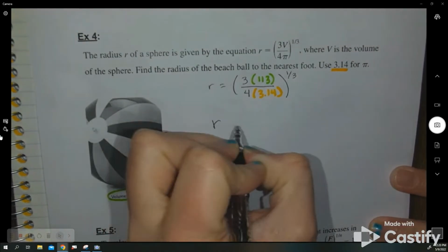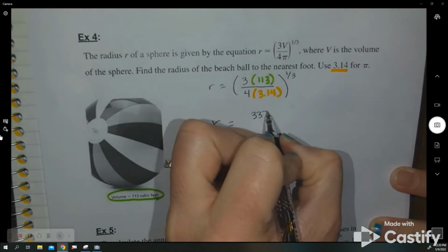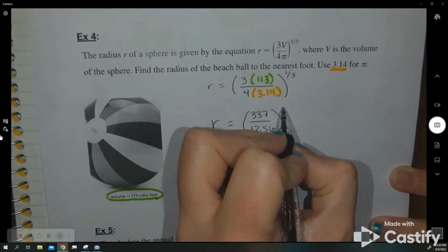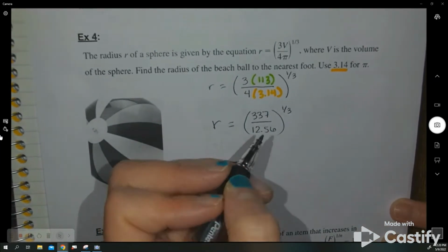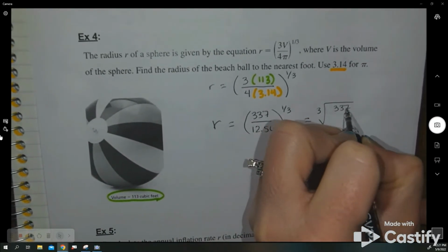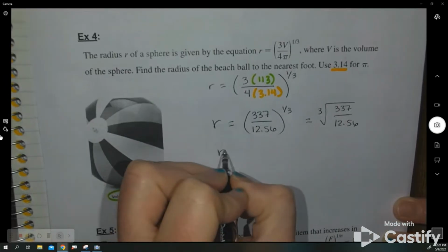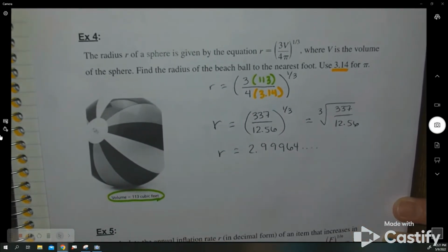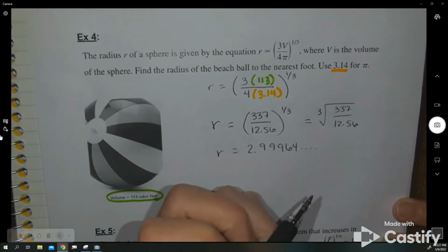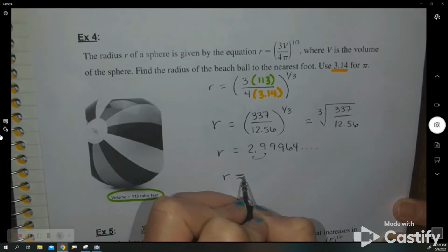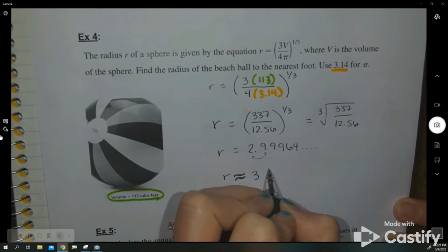When I simplify, I have 3 times 113 is 339, and 4 times 3.14 is 12.56. I'm going to raise this to the 1/3 power still. If I raise this to the 1/3 power, or in other words, take the cube root of this fraction, 339 over 12.56, then I get r equals 2.99964, and it keeps going. But they want us to round it to the nearest foot. This 9 is going to make my 2 become a 3. So the radius for this is approximately 3 feet.